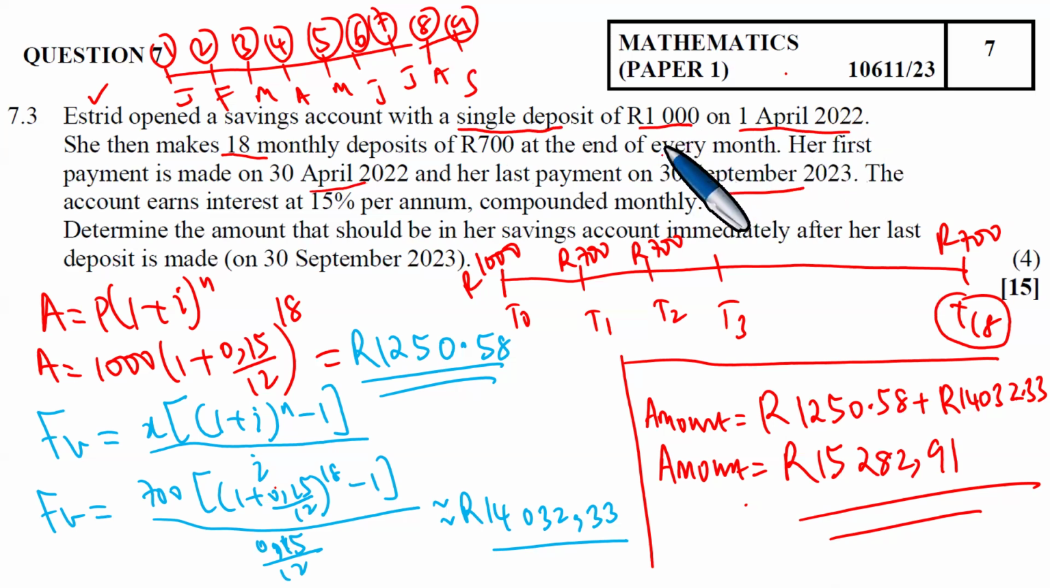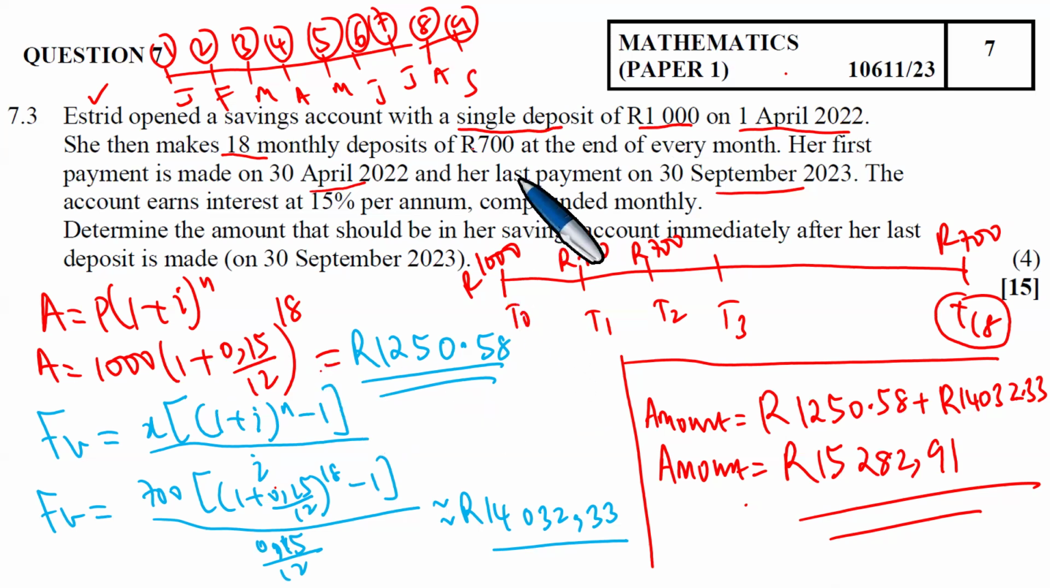It means that this 1,000 is only going to be subjected to compound interest, because it's not a continuous deposit. It's a single deposit. It's going to stay there for 18 months. So for the 18 months, it's going to be subject to what? Compound interest. You get the point? Yes, sir.